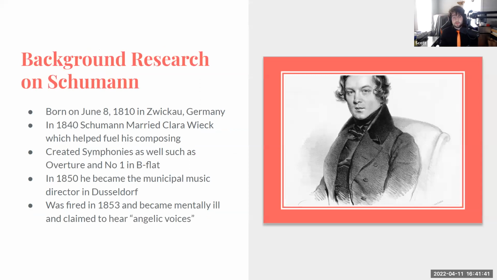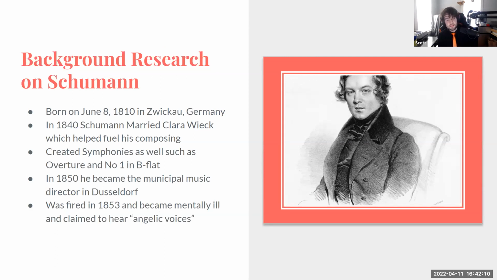So this is some background research on Schumann. He was born on June 8th, 1810 in Zwickau, Germany. In 1840, Schumann married Clara Wieck, which helped fuel his composing, which I mentioned earlier. He was deeply in love with her, and he created a lot of pieces of music based on his love for her. So I take a lot of inspiration from him as well, and how much he loved her and how much he wanted to dedicate his music to her.